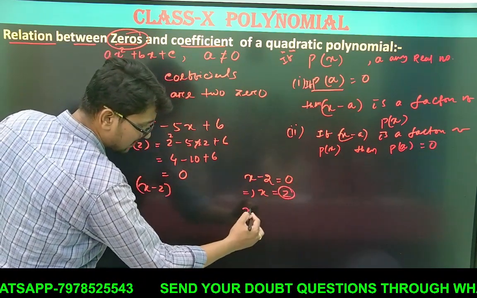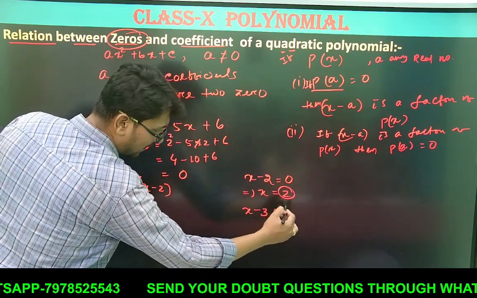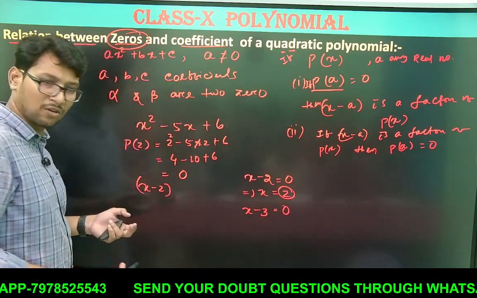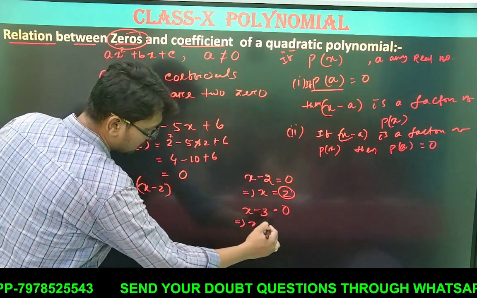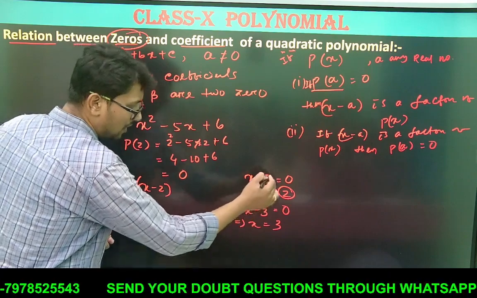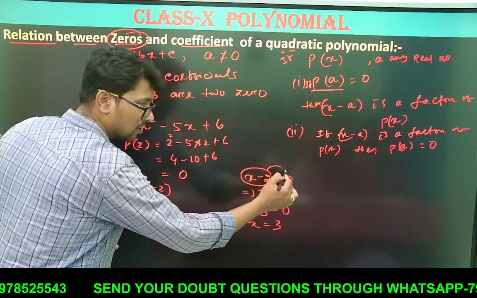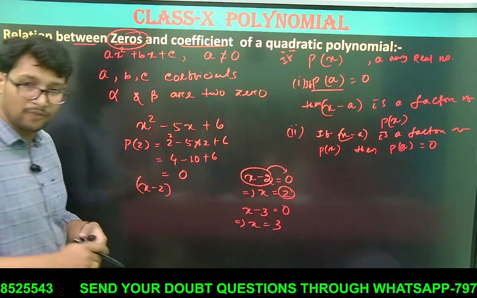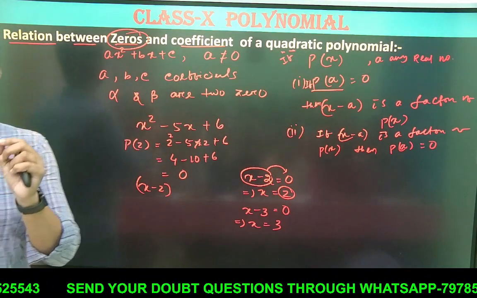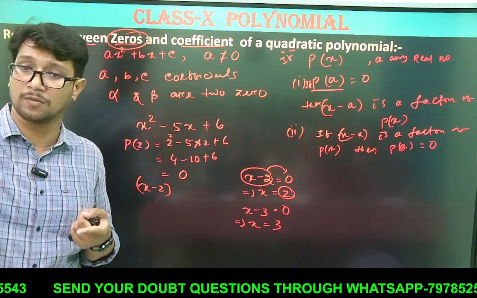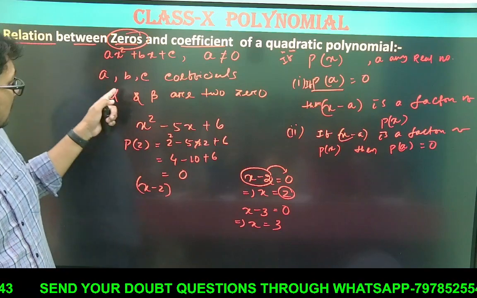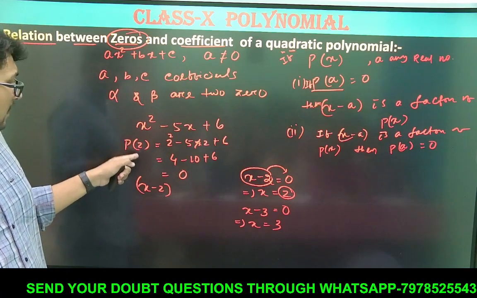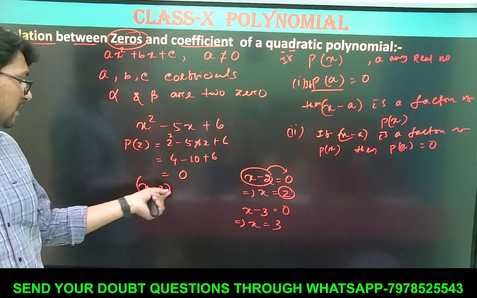Similarly, x minus 3 is a factor. Then x minus 3 equals 0. Hence x is how much? 3. So if this is the factor, equate it with 0 and find the value of x. That value of x is the zero of the polynomial. Clear? Write this example also, and write p of 2 is 0. Hence x minus 2 is a factor.